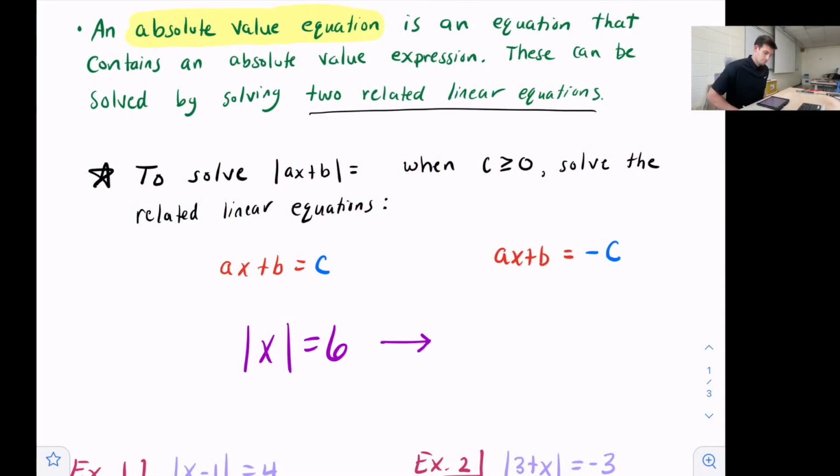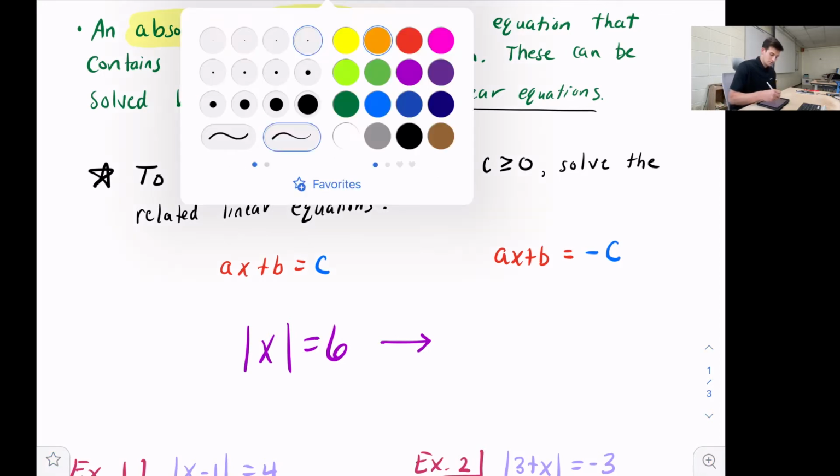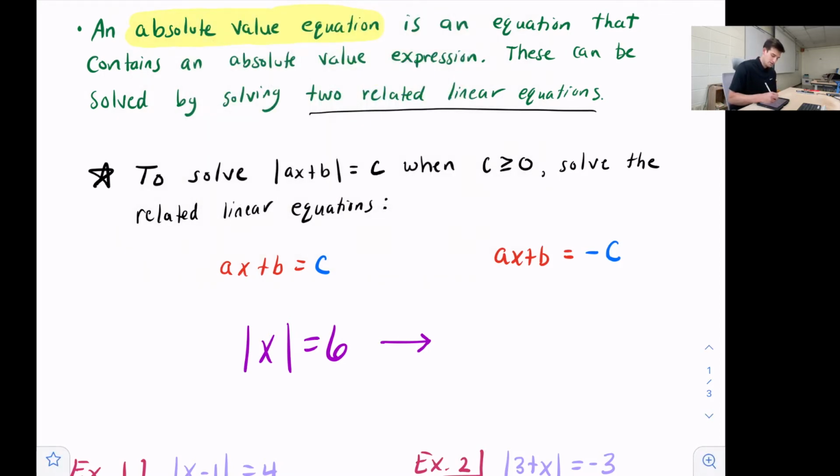An absolute value equation is an equation that contains an absolute value expression. These can be solved by solving two related linear equations. So here's what that means. To solve the absolute value of ax plus b equals c, when c is greater than or equal to 0, so that's key, c can't be less than 0. We'll talk about why in just a second.